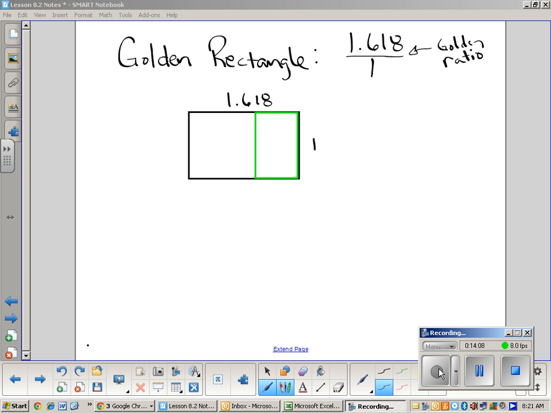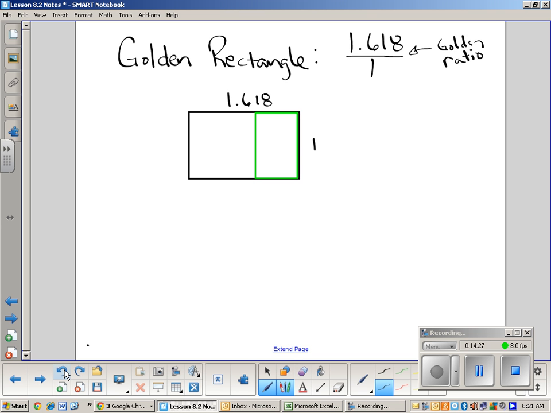So 1.618 to 1 means the length of the long side is 1.618. The length of the short side of the rectangle is 1. Okay? As I started to say, we're not going to do a whole lot with this. I just want you to be aware of it, that there is such a thing as a golden ratio.